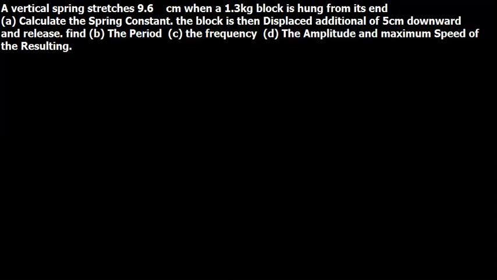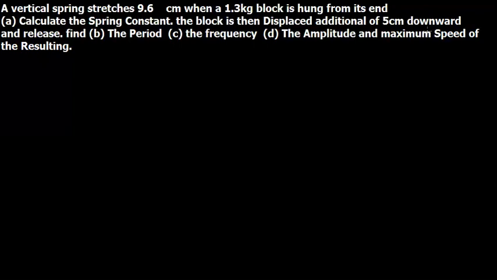Let's assume we are given this kind of problem, which says a vertical spring stretches 9 cm when a 1.3 kg block is hung from its end, and we are asked to calculate the spring constant. Next, the block is displaced an additional 5 cm downward and released. In part B, we are asked to find the period, the frequency, the amplitude, and the maximum speed of the resulting oscillation. How can we solve this problem?